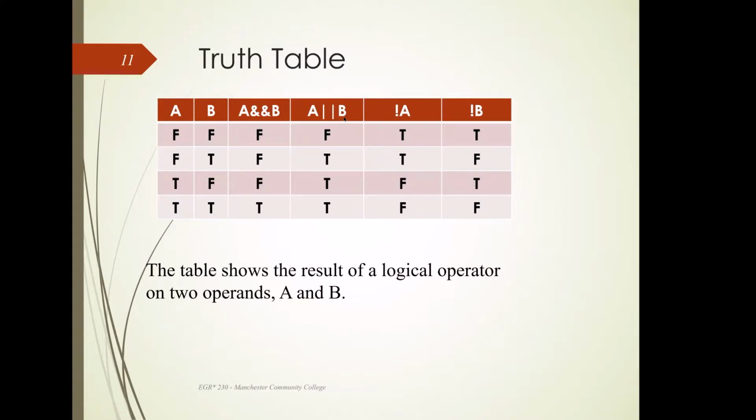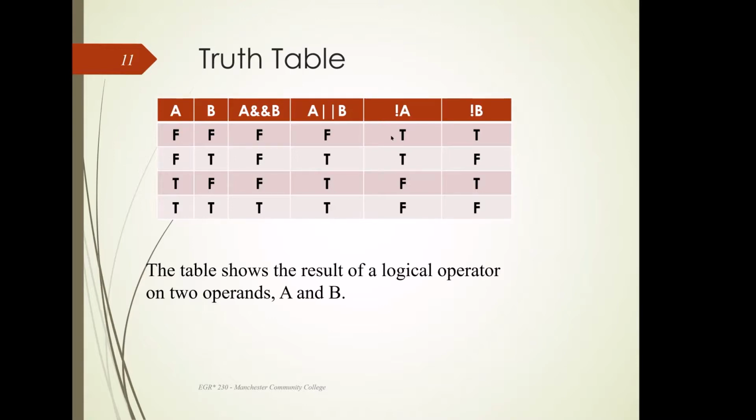Now, this is an OR operator. What this one says is that if either A or B is true, the result is true. So if I do an OR operation where A is false and B is false, they're both false, so this is false. Anytime either one of these is true, or they're both true, the result is going to be true.